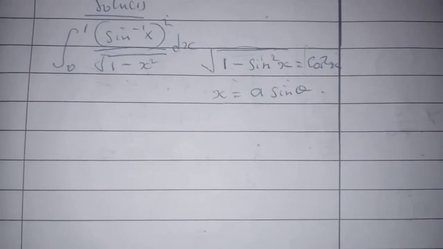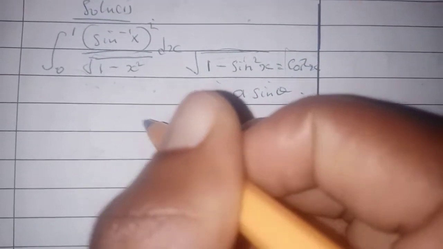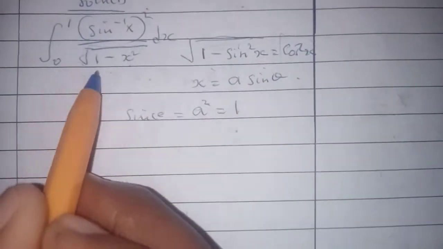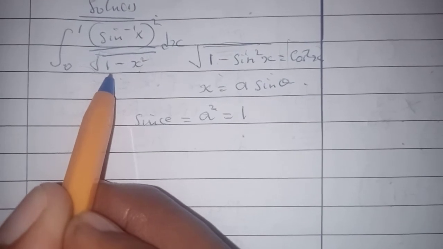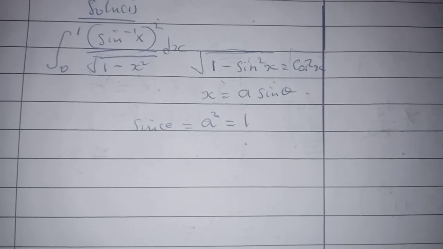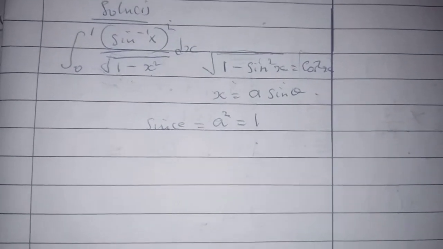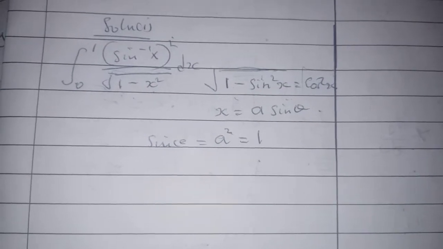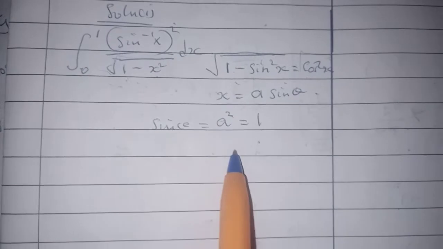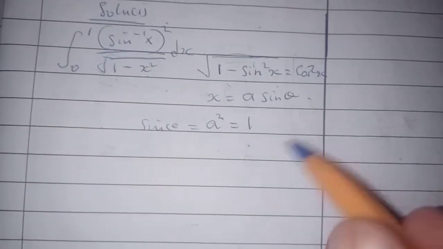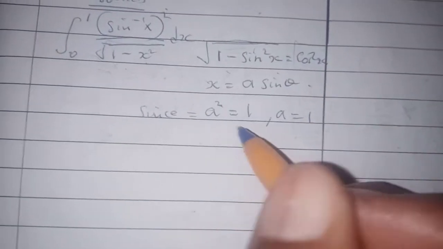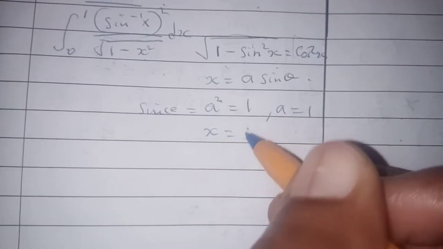But our a here in our function, remember, it is squared. Since a squared is given by 1 in our case, just recall those three scenarios: a squared minus x squared, a squared plus x squared, and x squared minus a squared. Since a squared is 1, our a will be the root of 1, which is 1. Therefore we shall just substitute x with 1 times sin theta, which is just sin theta.